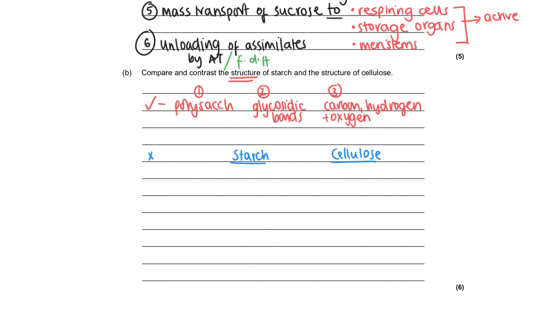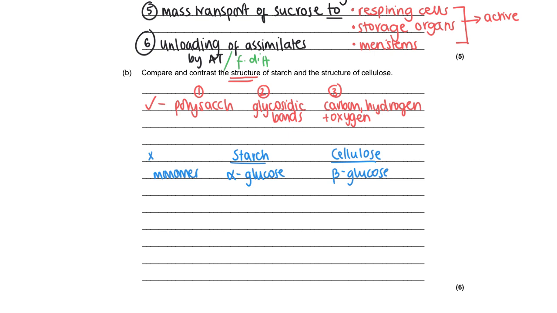Okay, remember it's structural. So the first thing I'm going to discuss is the monomers. Starch is made of alpha glucose, whereas cellulose is made of beta glucose. Lots of you spent a little bit of time talking about the inversion of the beta glucose monomers, so the 180 degrees rotation. It's not really relevant here. It doesn't overly matter. It adds nothing to the answer.